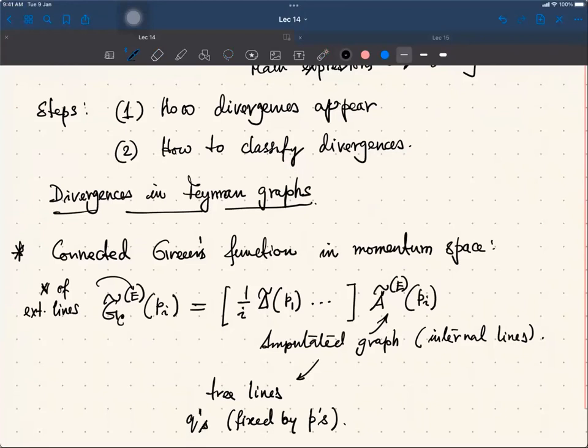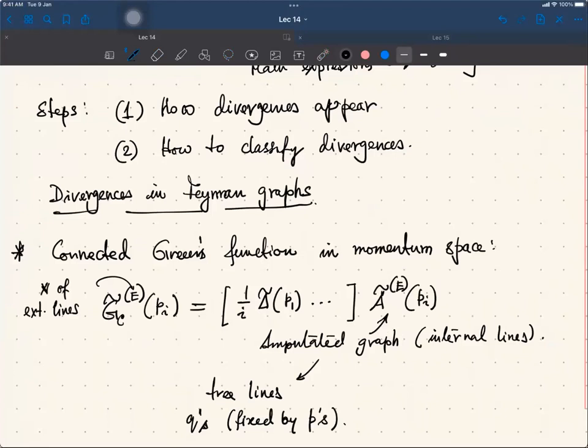Because of the momentum conservation, we know that at each vertex, all the momenta that are coming into the vertex sum up to 0. And if there is any internal line within the amputated graph which is at the tree level, then the momentum corresponding to that line gets completely fixed by the external momenta. And that we have already seen.